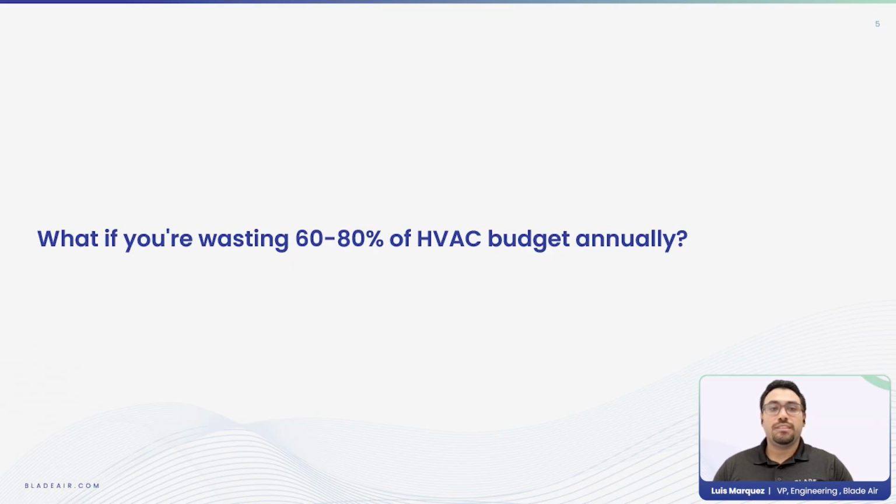So we'll start first with a question. What if you're wasting 60 to 80% of your HVAC budget annually? Now, this question isn't rhetorical. This is more of a reality that happens from overventilation of outdoor air. Traditional ventilation approaches often overcondition outdoor air by 60 to 80% beyond what's necessary for acceptable indoor air quality.